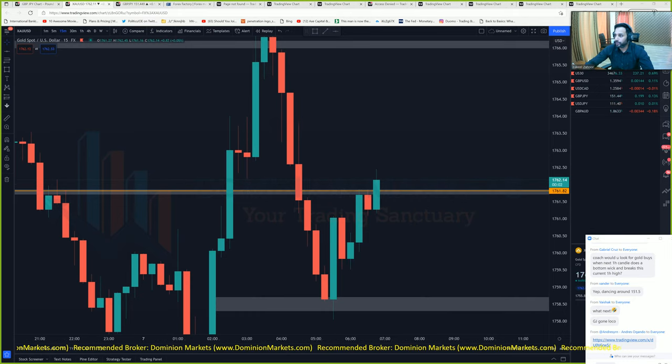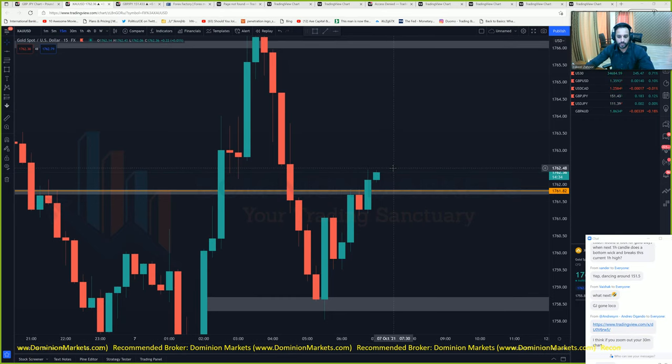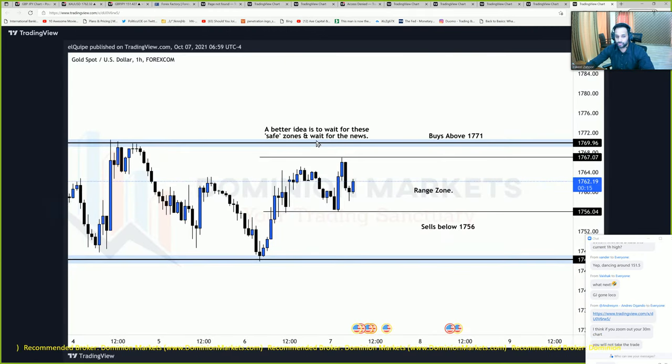Let's take a look on the 4-hour here. 4-hour, 15-minute. Stops are going to be right 10, 11 pips over here. I'll wait for it to wick down. Yeah, I'll wait for it to wick down here first. Range zone. Yeah, I see that range zone right there.